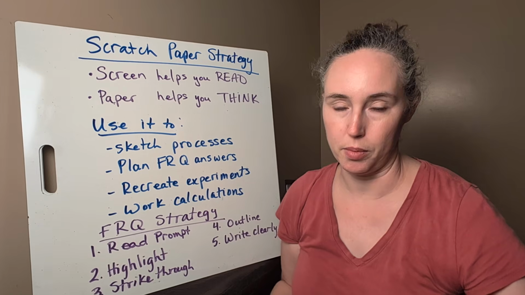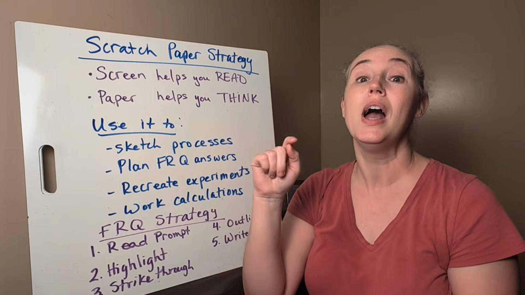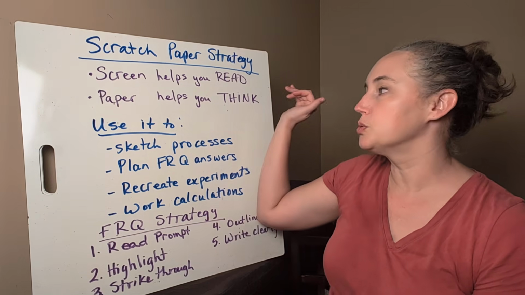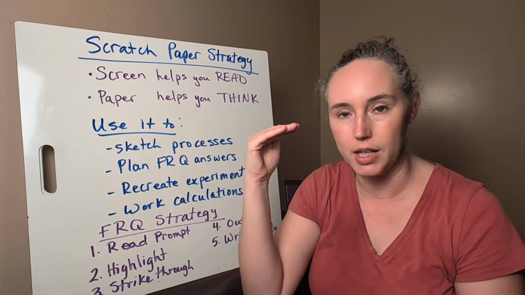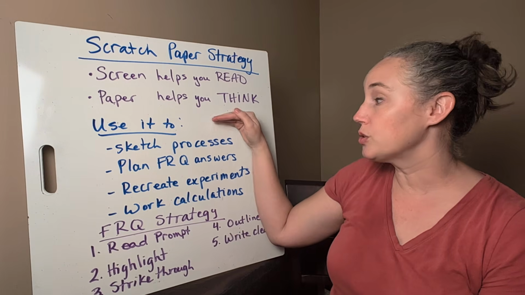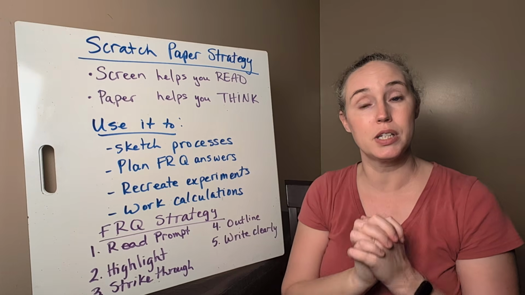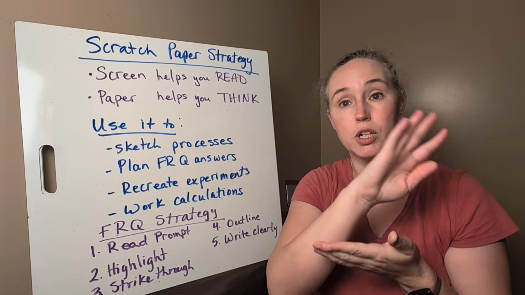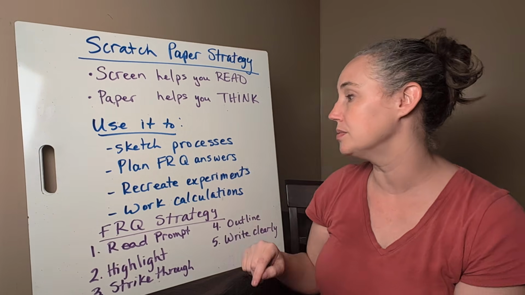Now for my scratch paper strategy. Scratch paper has never been a greater friend to you than on the AP Bio hybrid exam. The screen helps you read, but the paper helps you process your thinking. You want to use your scratch paper to sketch out processes, because it loves to give you a brand new scenario you've never heard of. So sketch out what it's saying in circles and arrows, whatever works for you.